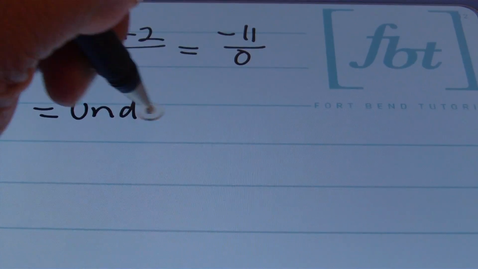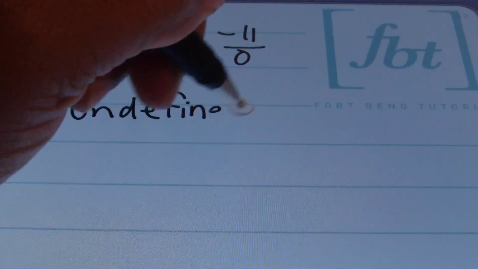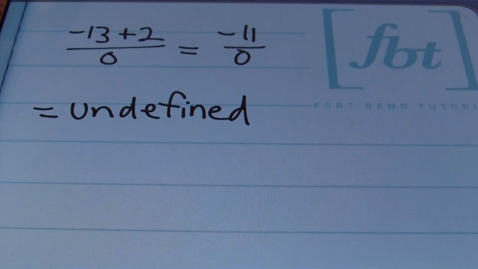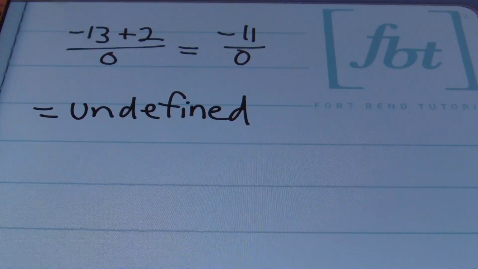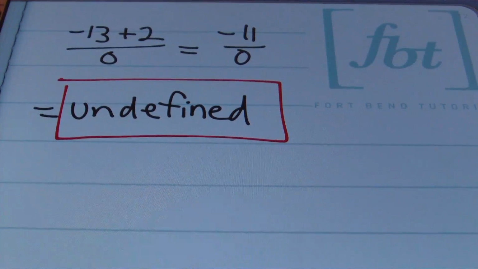It is undefined. The only time you'll end up with 0 as a result is if you have 0 in the numerator over a different number. Okay, so if the answer was the reciprocal or flip of this answer, if it was 0 divided by negative 11, then the answer would be 0. But as long as 0 is in the denominator of our fraction, the answer is going to be undefined. Red boxing it, ladies and gentlemen. That's the answer. Next problem.